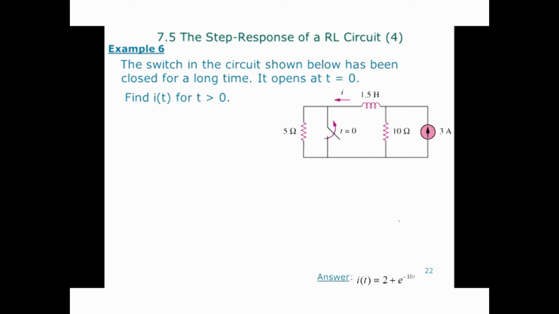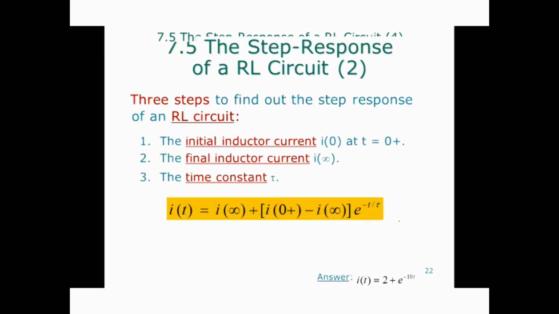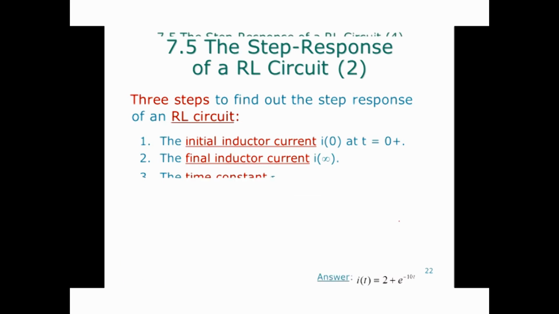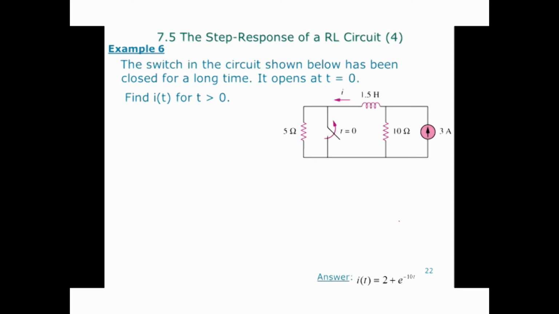I'll come around if anybody has any questions. Find the initial current at t equals 0 plus, or right before the switch has moved or changed. Find the final inductor current after everything has settled down. Find the time constant tau, and then there's your formula for the solution. So first find I0, then find I infinity through the inductor, and then find tau. Tau is L over R.